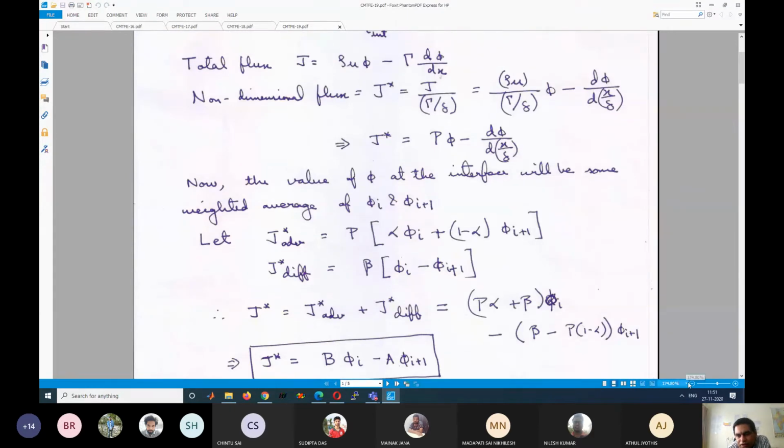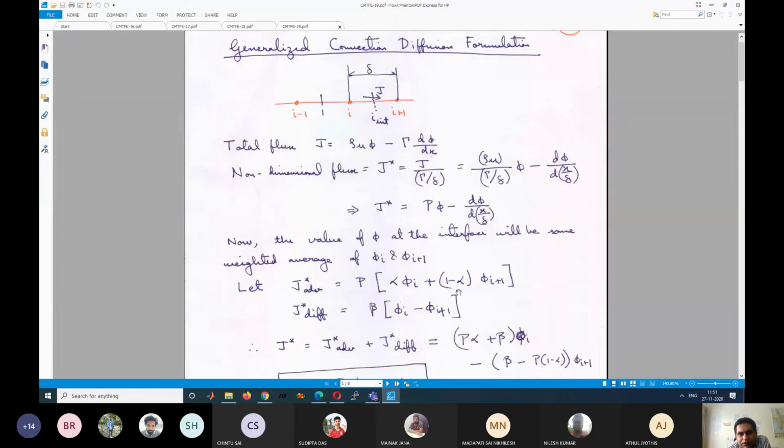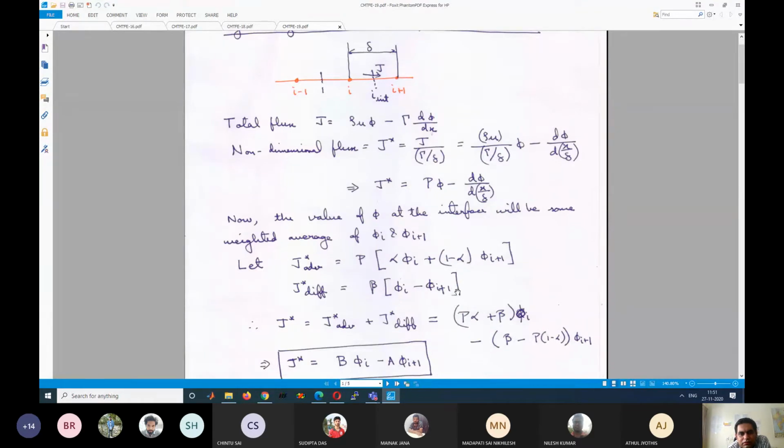I will reduce the size so that the diagram also comes into the same picture. For this case, there is some flow with certain Peclet number P. So how will I write J star in this normal case? It is already written here: B phi I minus A phi I plus 1, where B and A are functions of Peclet number.